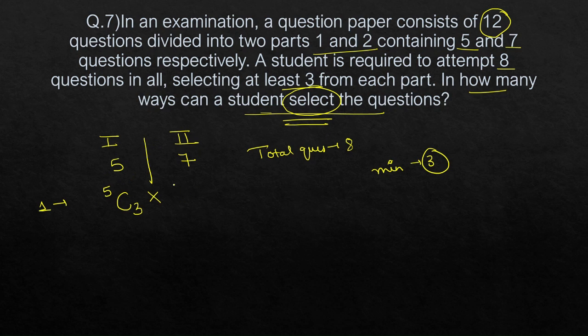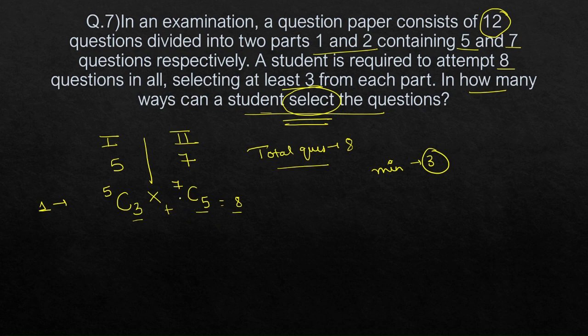Then for the second part we'll write 7 here, and we'll have to write 5 here. The reason being we need to solve in total 8 questions, right? So 3 plus 5 will be equal to 8. That is the reason why we have written 5 here.